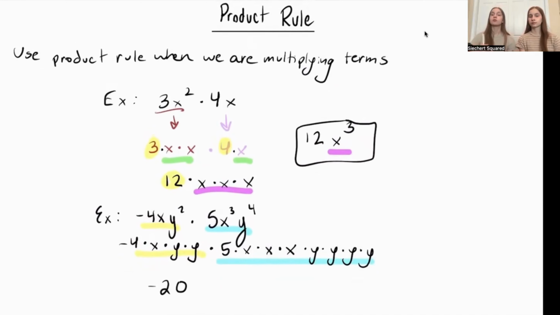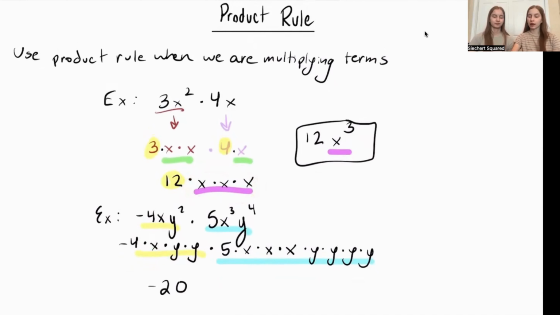From there, we want to do the same idea, but now we look at our letters. What is really important is that the letter x and the letter y are not the same letter. So the way we did up here, where we just put all the x's together, you can only do that when you have the same letter. So it's not just putting the variables together, it's putting a certain letter all together.